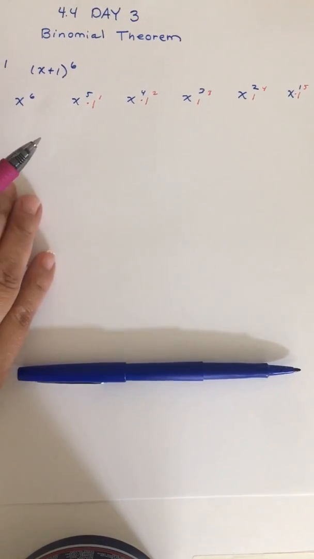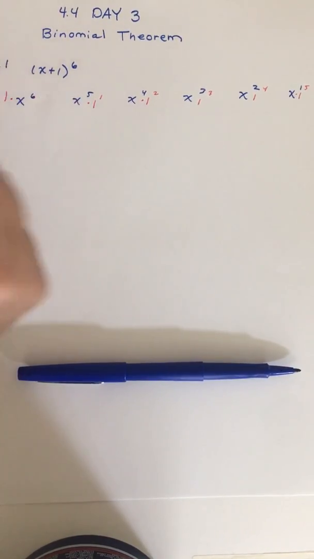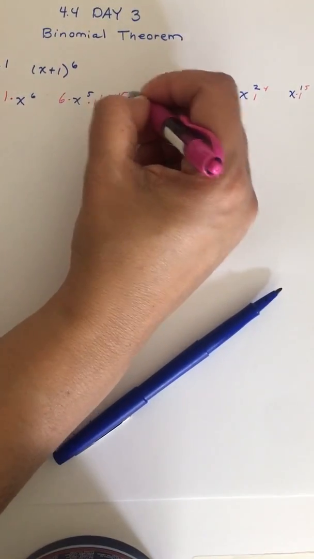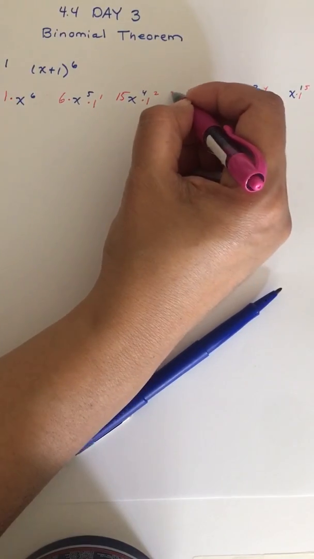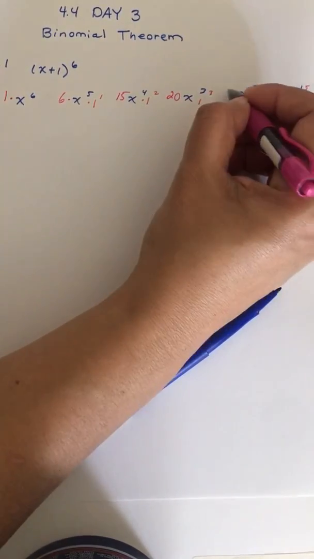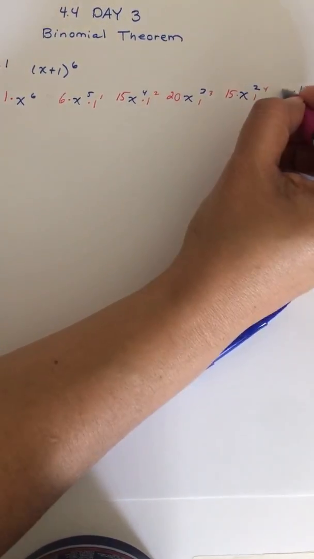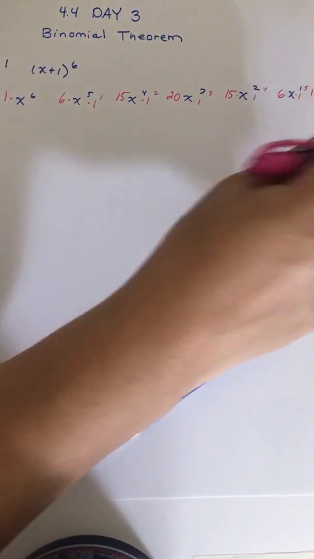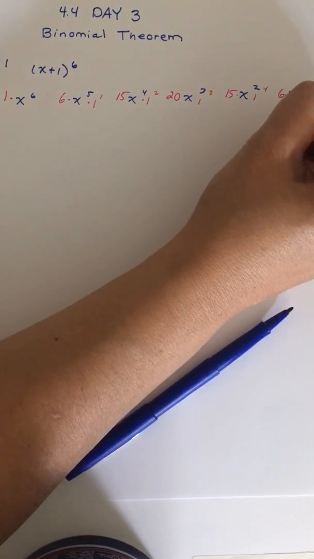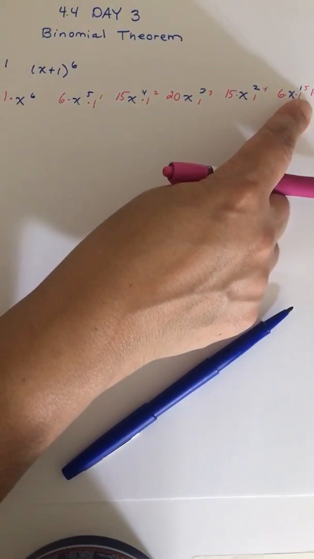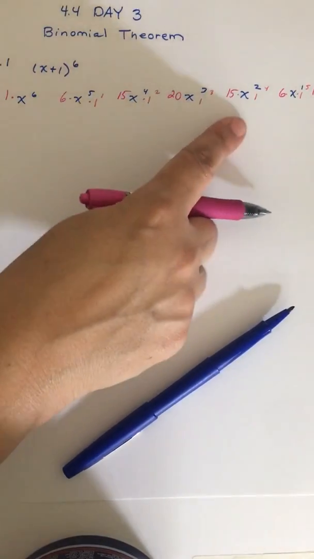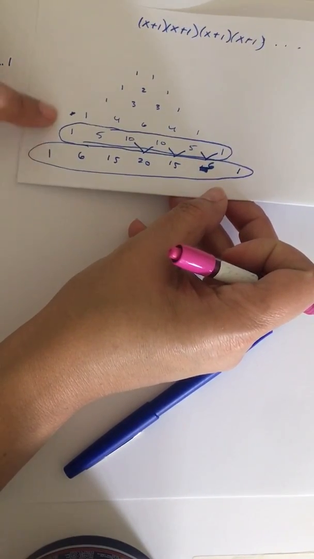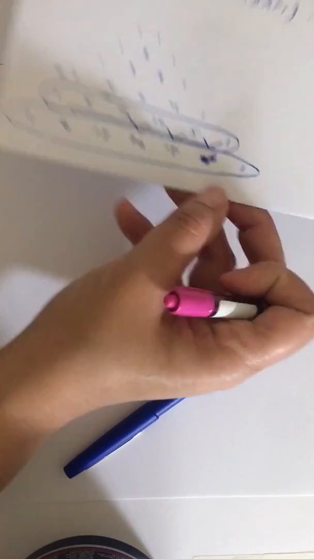So I start here and I plug in the numbers 1, 6, 15, 20, 15, 6, and then 1. So technically the last one is a 1. Okay, so again, these numbers are the coefficients. They come from the Pascal's triangle in row 6. So I plugged these numbers in.